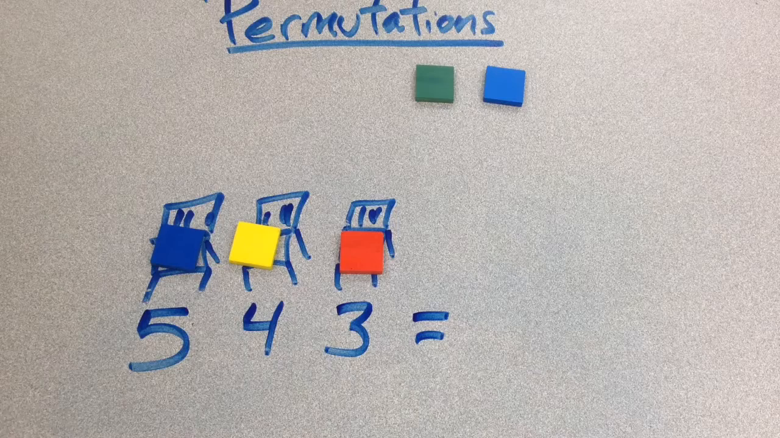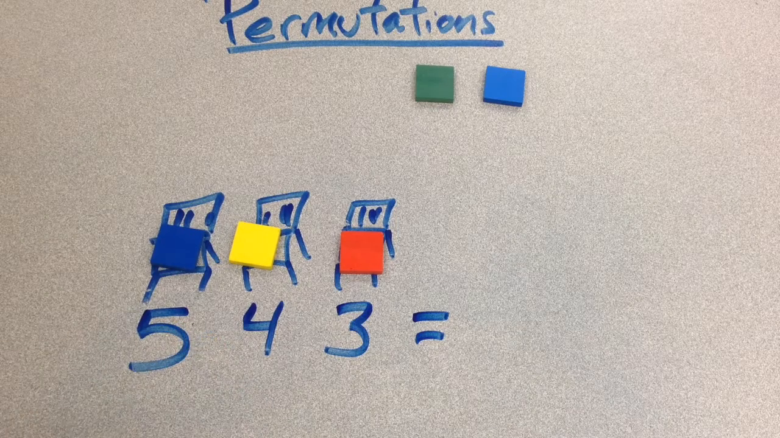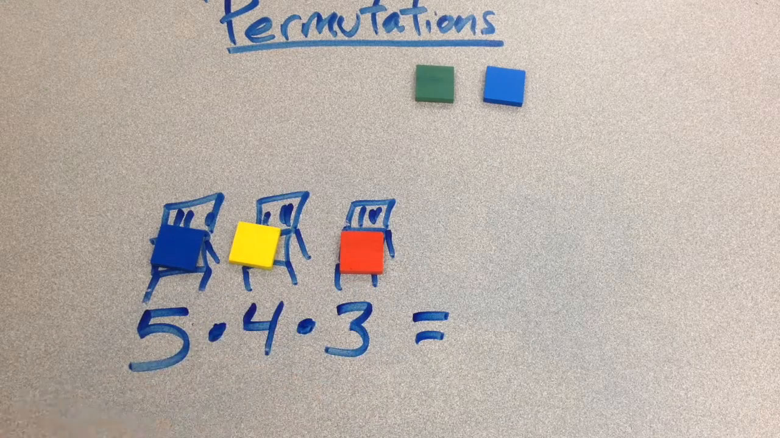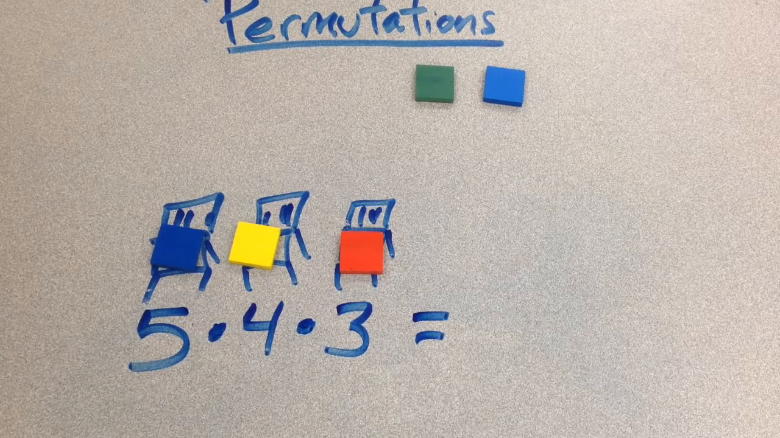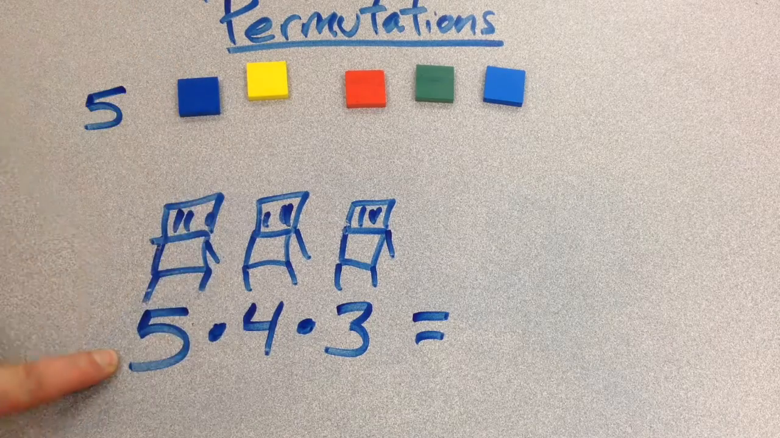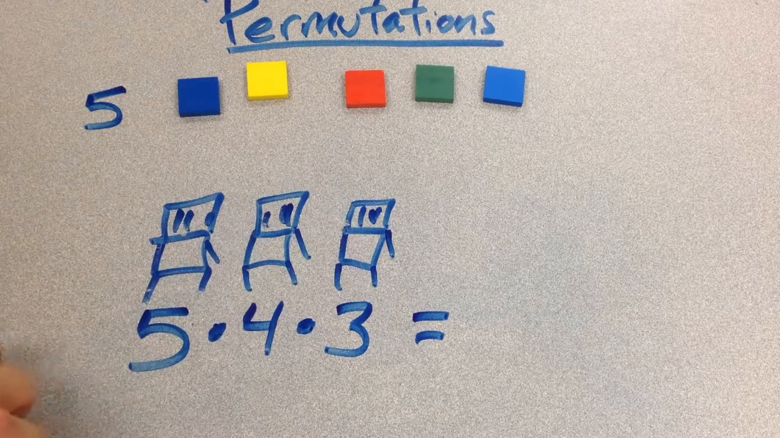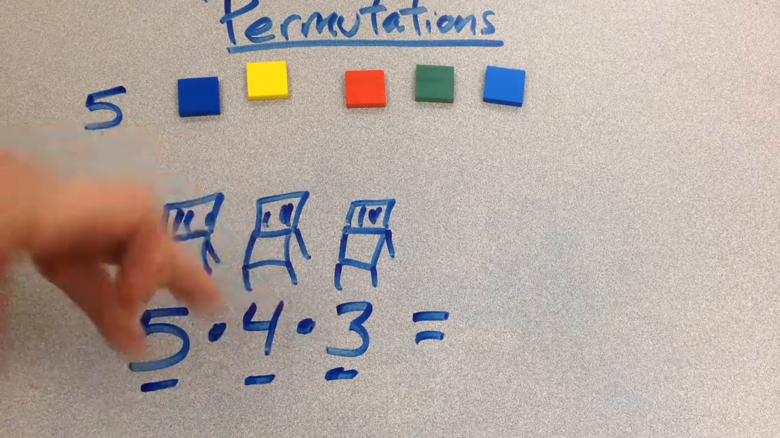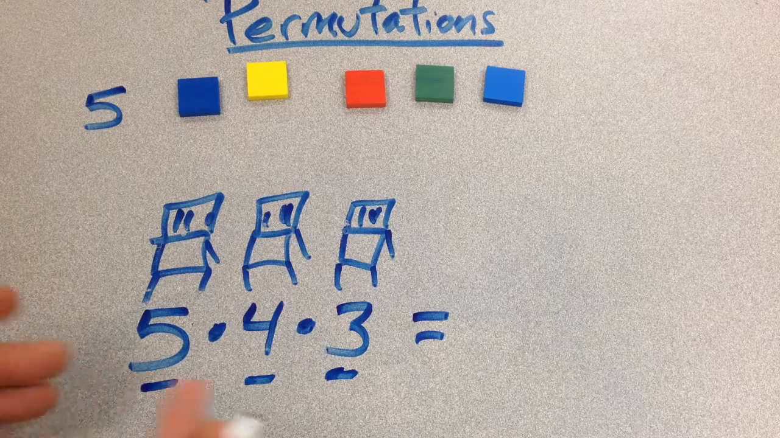Instead of doing 5 factorial the whole way down, I'm only going to use part of my factorial. 5 times 4 times 3. So I had 5 people. That's where the 5 comes from. I have 3 chairs. I only take the first 3 numbers in my factorial calculation, and I stop.